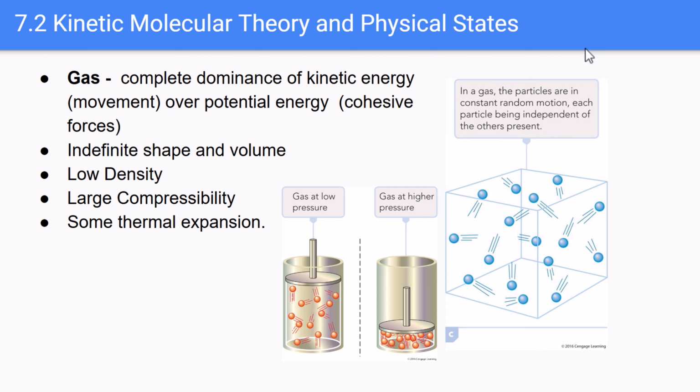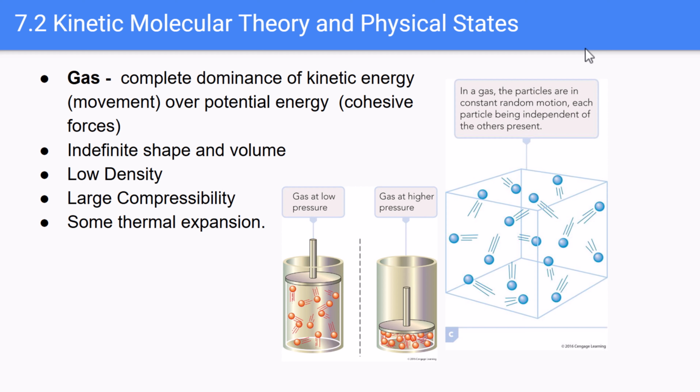Gases are very different because there's a complete dominance of kinetic energy, the movement of the molecules, over potential energy. There are very little cohesive forces in a gas because the molecules are spread out very far apart, so they rarely interact with each other. It has an indefinite shape and volume, so it takes the shape of the container it's in. And because it has an indefinite volume, it has the ability to be compressed.